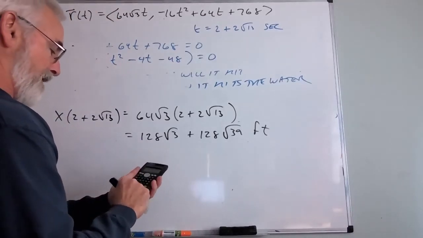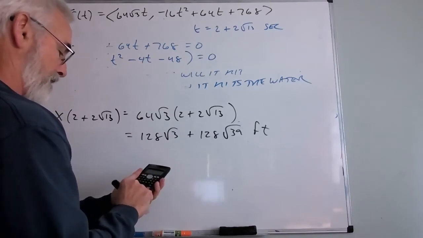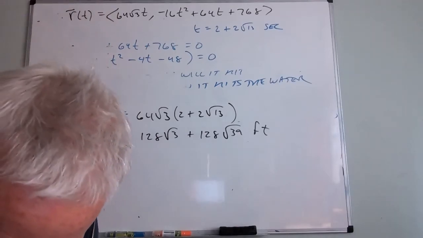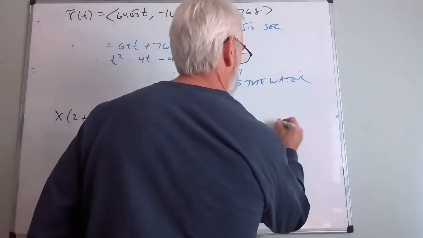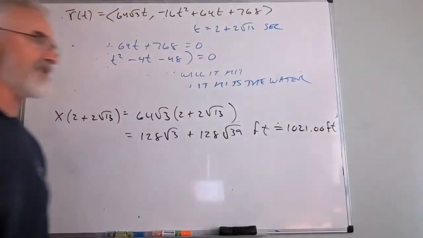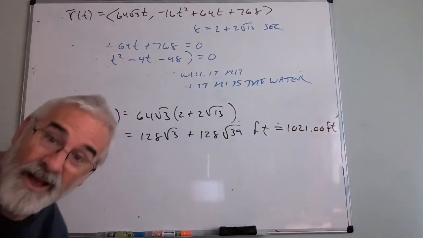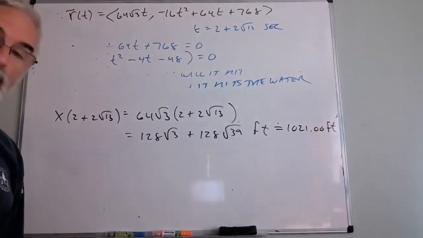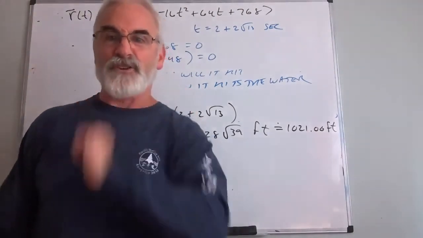128 root 3 plus 128 root 39 is approximately 1,021.06 feet. Now, how many decimals you go is not really that important. In fact, the 0.06 is probably kind of meaningless. I'm going to land over 1,000 feet away. That's what's important. Whoa. Now, the last piece of the puzzle. How fast are you going?